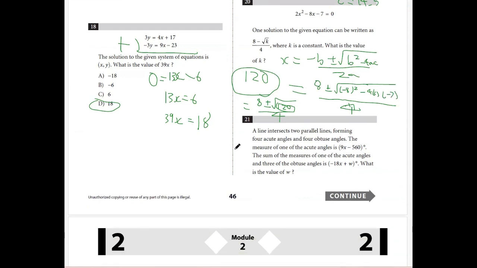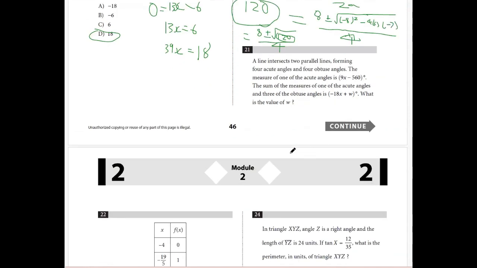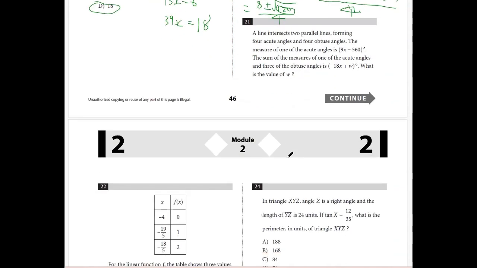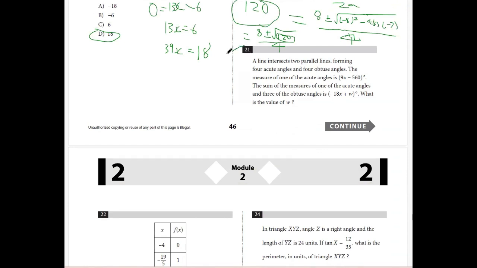The line intersects two parallel lines forming four acute angles and four obtuse angles. The measure of one of the acute angles is this. The sum of the measures of one of the acute angles and three of the obtuse angles is this. What is the value of W? Okay. I'm gonna need some space here, so I'll write 21 here. Okay, so we have two parallel lines, and we have this guy.